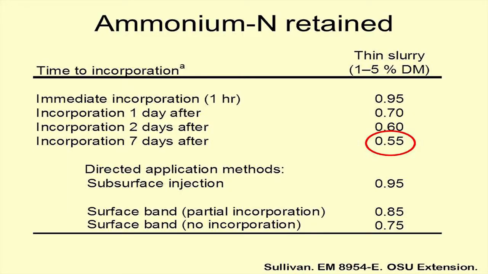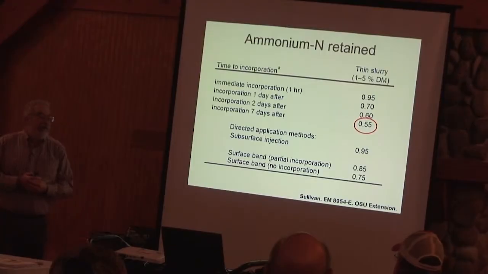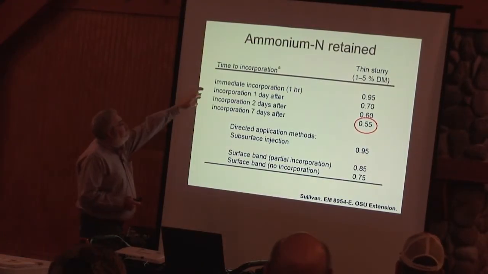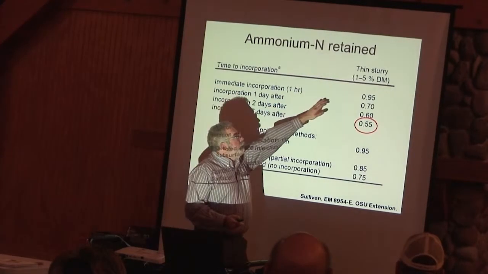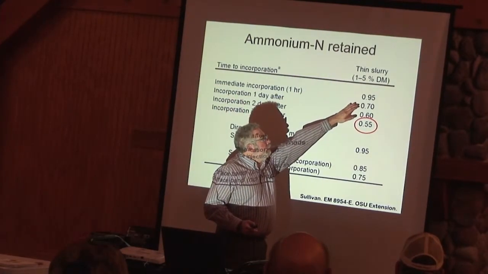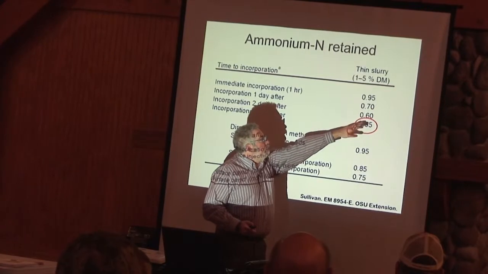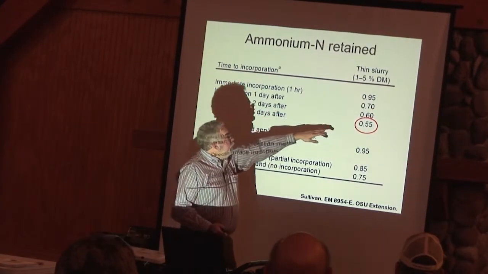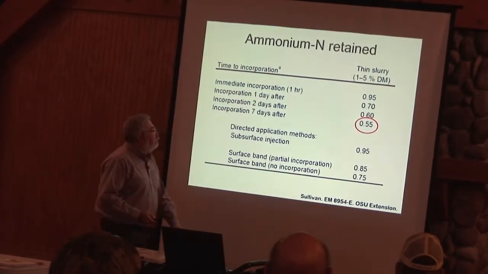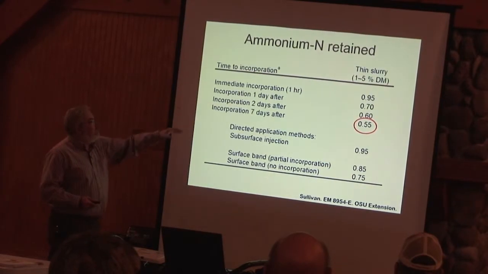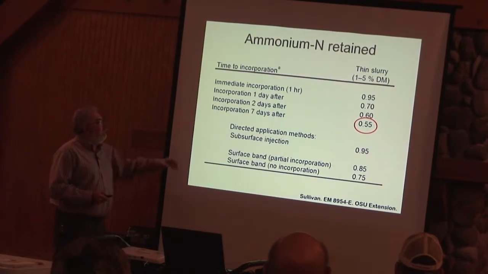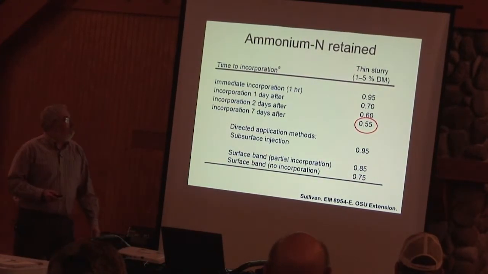Okay, and this tells you the amount of ammonium retained, because that's really the important one when it comes to how you're applying it, what the efficiency is, how much ammonium you're going to retain. You can see, if you're applying it to corn ground and you're running a tiller right behind it, you retain 95% of it, whereas if it's 7 days or after, you're only retaining about 55% of it. So there's a whole range of how much you can take here, depending on how you do it, how you account for it.